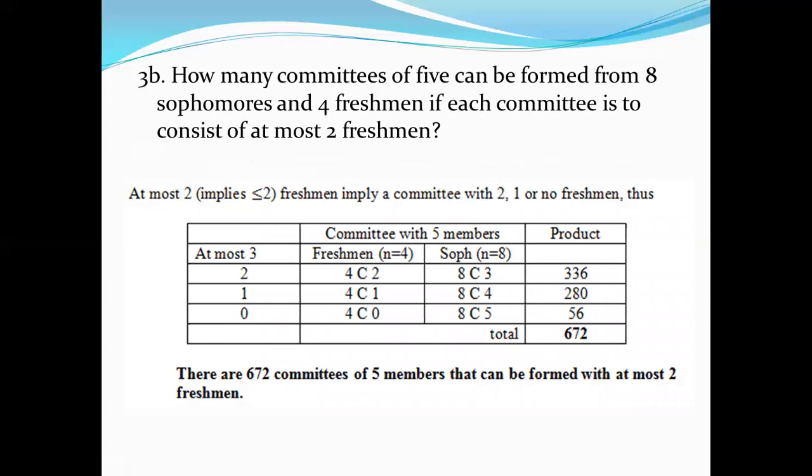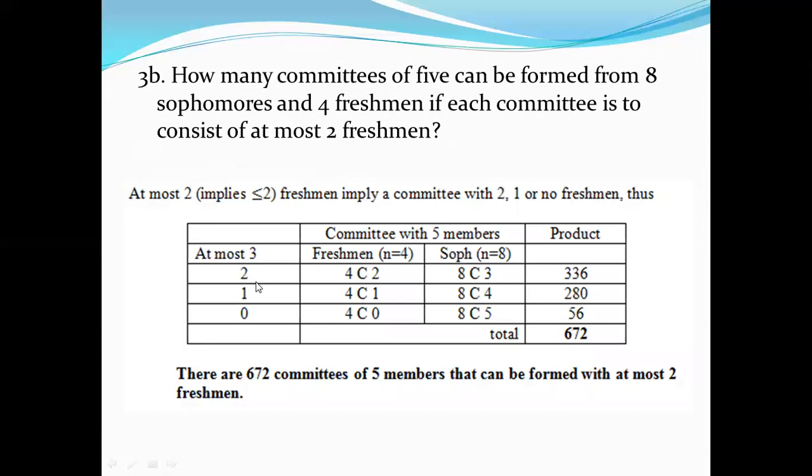Okay, sabi dito, how many committees of 5 can be formed from 8 sophomores and 4 freshmen if each committee is to consist of at most 2 freshmen? So what do we mean by the word at most? When we say at most, pababa yung counting natin. So you have 2, 1, 0. Pinakamarami na makakuha ka ng dalawang freshmen. So how do we do this?